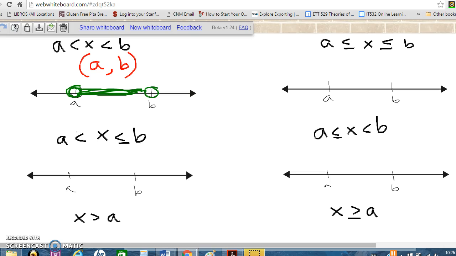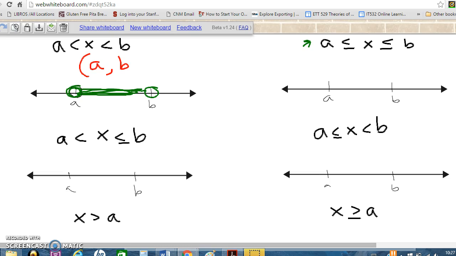Now let's say that we're going to be looking at this case right here. Now what we have in here is that the number is between A and B, but now I am including A and I am including B. So if A was 1 and B was 7, then my number could be any number between 1 and 7, including 1. So it can be 1 and also it can be 7.